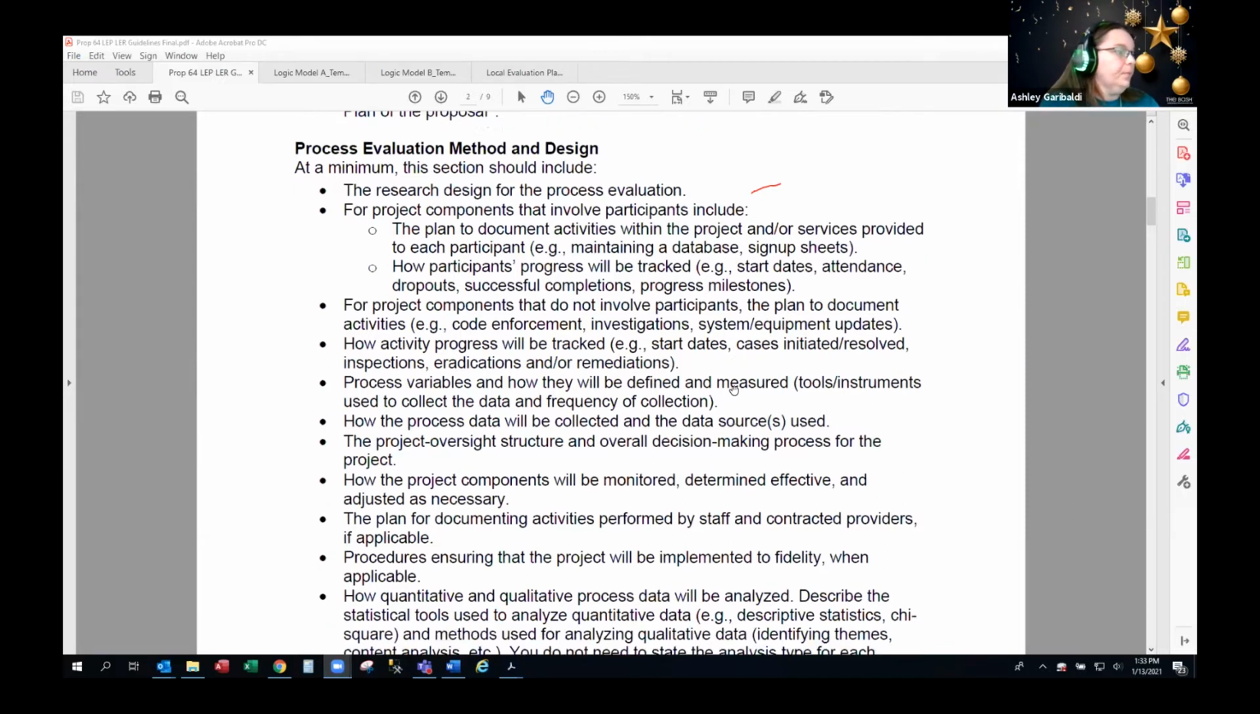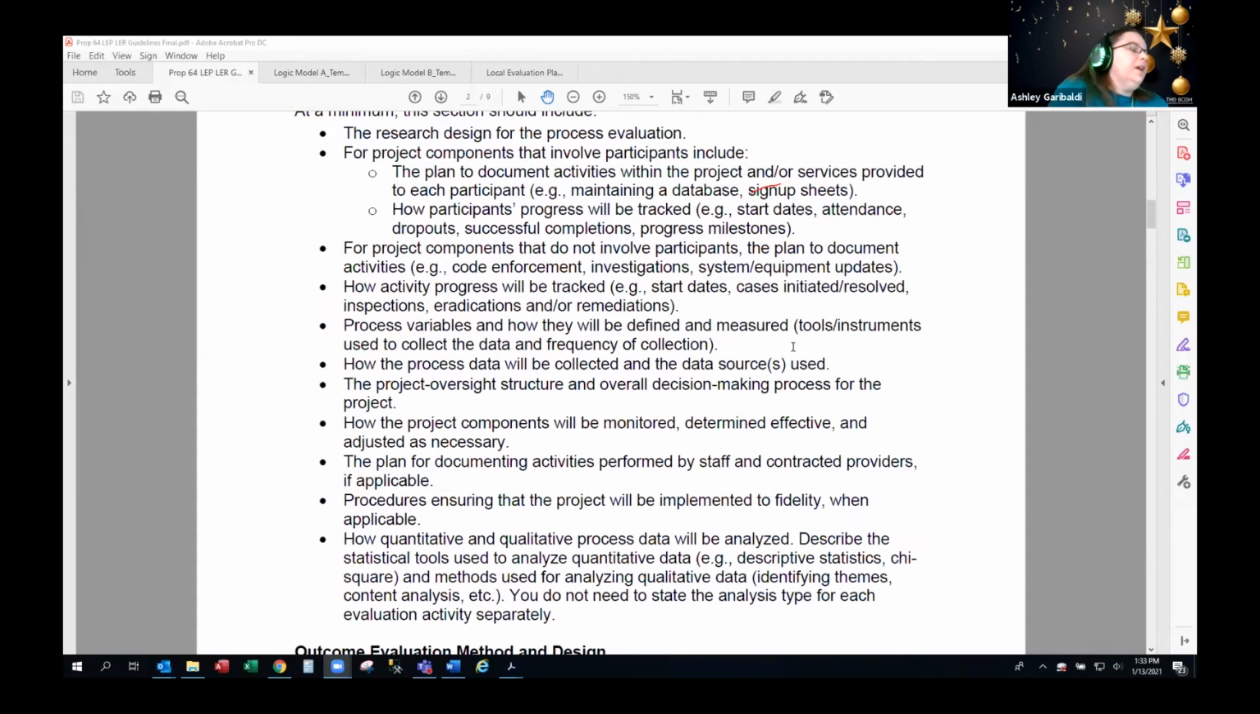So kind of in line with that, we'd like to know the project oversight structure and overall decision-making process for the project, and how the components will be monitored to determine effectiveness and adjusted as necessary. We don't expect everything to be run exactly perfectly. Initially, things need to change, and sometimes, especially with the state of COVID and other natural disasters that pop up, adjustments have to be made. So just let us know.